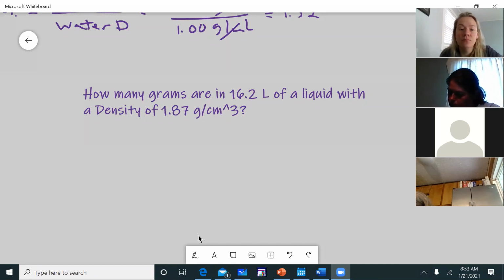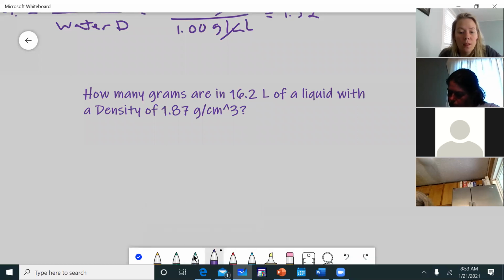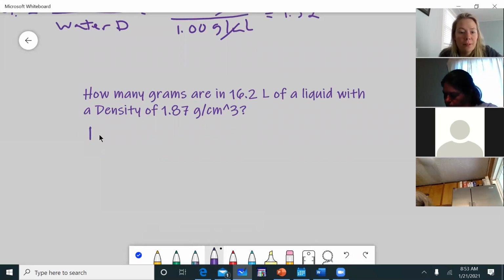Okay, so the density problem. Sometimes when I have those, I'll just say density equals mass over volume. I'm trying to solve for grams. Gram is a mass value, so I want mass. So mass is going to equal density times my volume when I isolate that out. I've got some given information here.